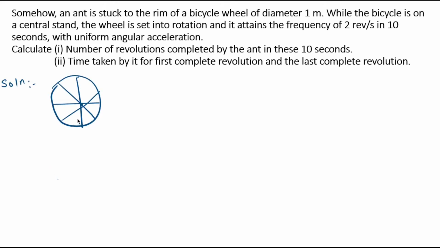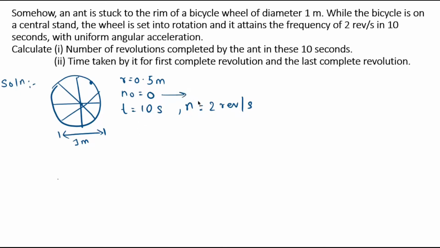We have been given a bicycle wheel and they have said that an ant is stuck on the rim of the bicycle wheel. The diameter of the wheel is 1 meter, so the radius will be 0.5 meters. While the bicycle is on the central stand, this means that the wheel is freely movable. The wheel is set into rotation and it attains the frequency of 2 revolutions per second in 10 seconds. Initially the bicycle wheel was at rest, so n0 will be 0, and at a later time t equal to 10 seconds, the frequency is 2 revolutions per second.